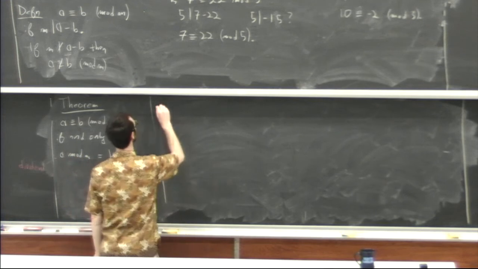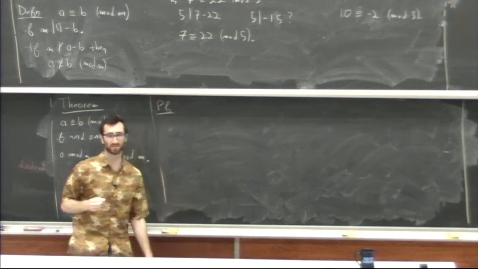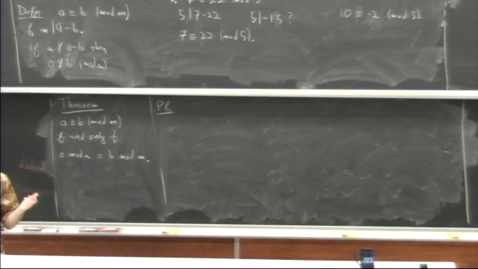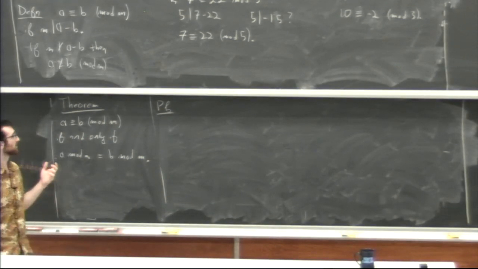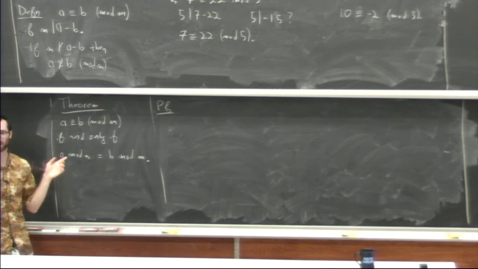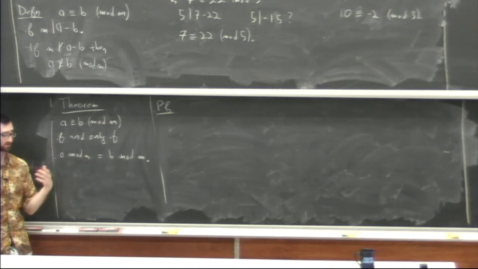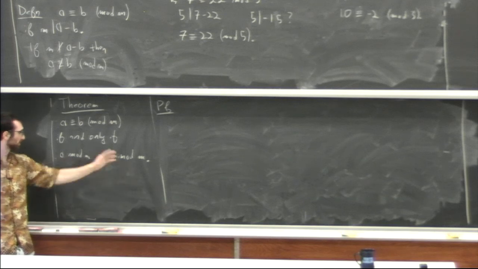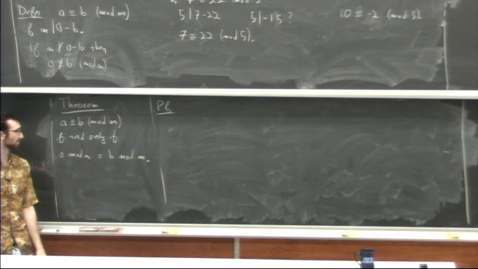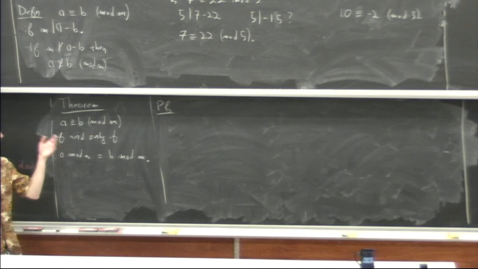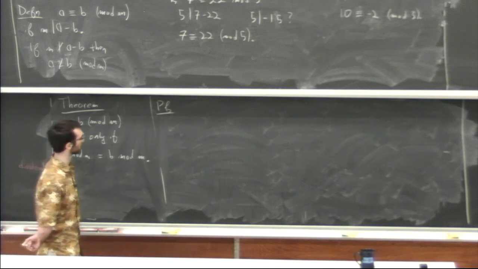So the proof: this is an if and only if statement, so we'd have to prove two directions. The first direction is to assume that A is congruent to B modulo M, and then show that A mod M is equal to B mod M. And the second part of the proof is to assume that A mod M is equal to B mod M, and then show that A and B are congruent modulo M. Let's do one direction of the proof, and I'll leave the other direction to you.